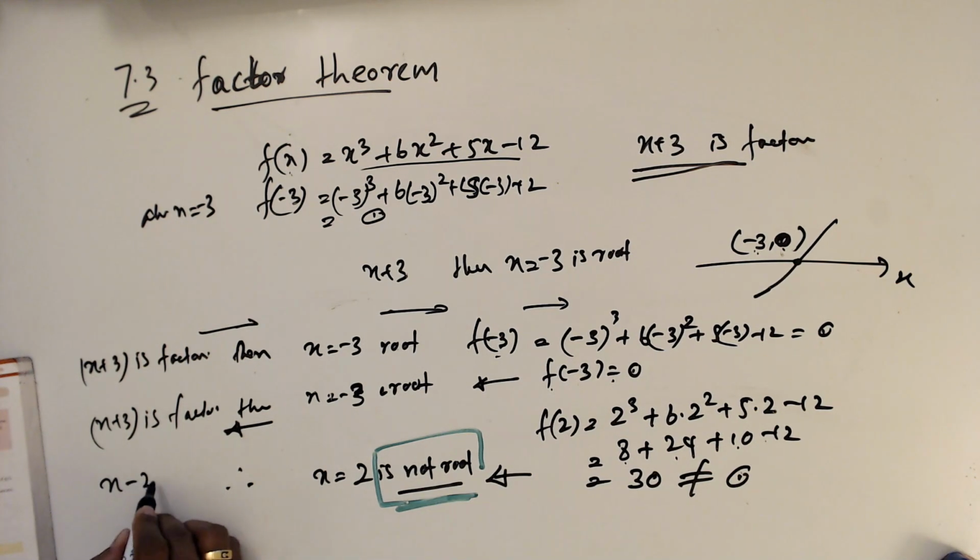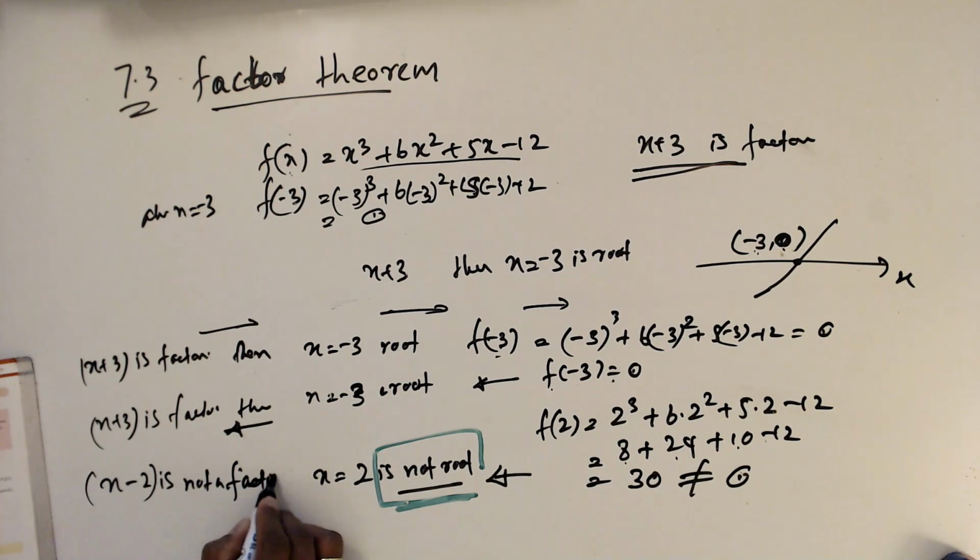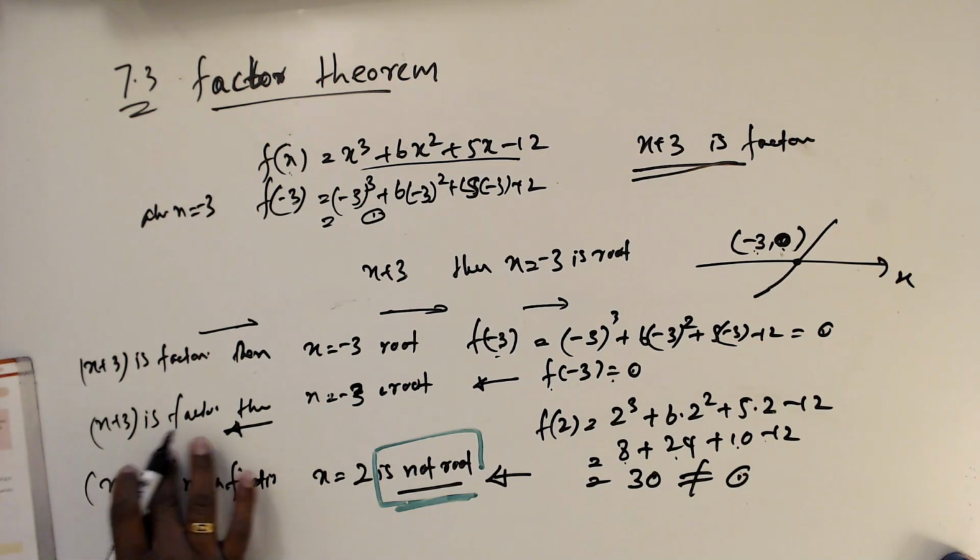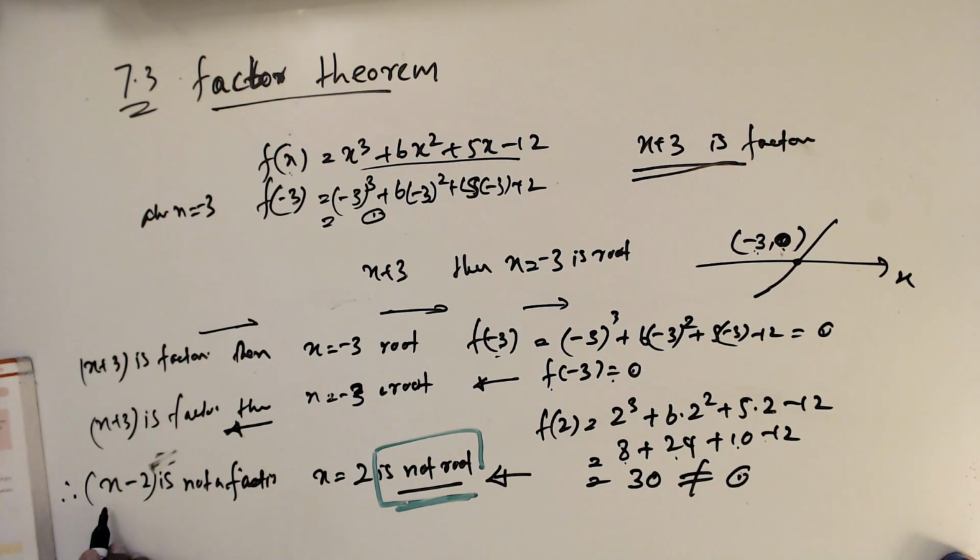Hence, x minus 2, you want to bring to left, x minus 2 is not a factor. It means if we divide f(x) by x minus 2, there is a remainder.